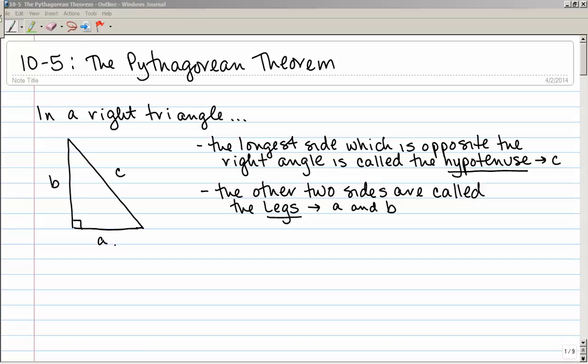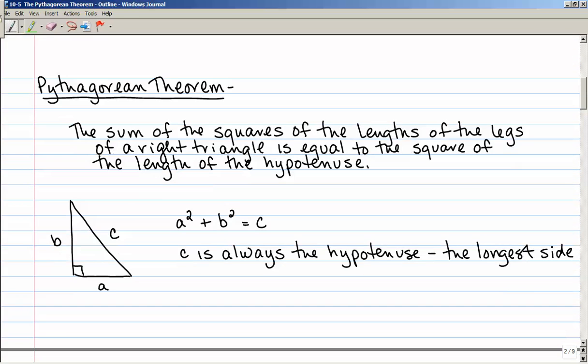In this case, I've used the letters A and B to designate the lengths of the legs, and the letter C to designate the length of the hypotenuse. The Pythagorean theorem says that the sum of the squares of the lengths of the legs of a right triangle is equal to the square of the length of the hypotenuse. That is, if you take the length of one leg and square it, take the length of the other leg and square it, and add those two together, that will be equal to the length of the hypotenuse squared.